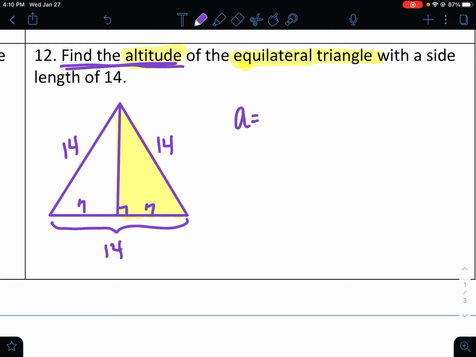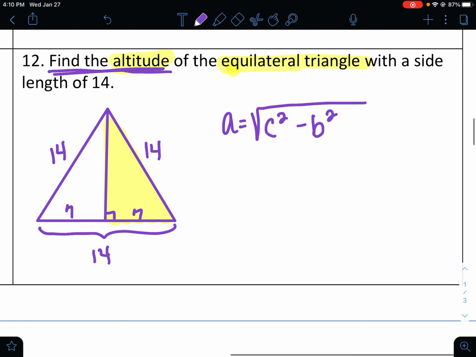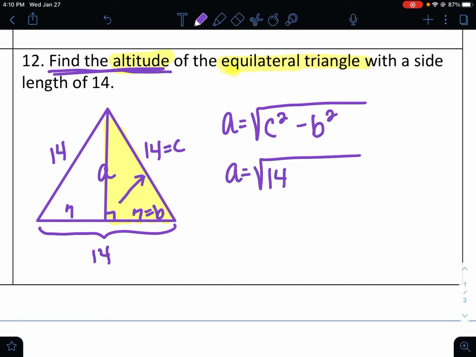So again, I'm going to use this form of the Pythagorean theorem. Excuse me, that should be minus. Did I put minus for number 11? Because I should have. Okay, good. Just making sure. All right, so again, this is going to be A for altitude. This is B, and this is C because it's across from the right angle. So A equals the square root of 14 squared minus 7 squared.